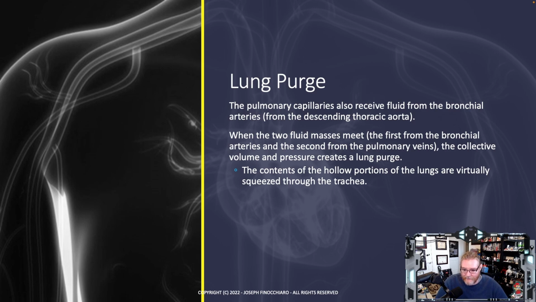The pulmonary capillaries also receive fluid from the bronchial arteries from the descending thoracic aorta. When the two fluid masses meet, the first from the bronchial arteries and the second from the pulmonary veins, the collective volume and pressure creates lung purge. The contents of the hollow portion of the lungs are virtually squeezed through the trachea.